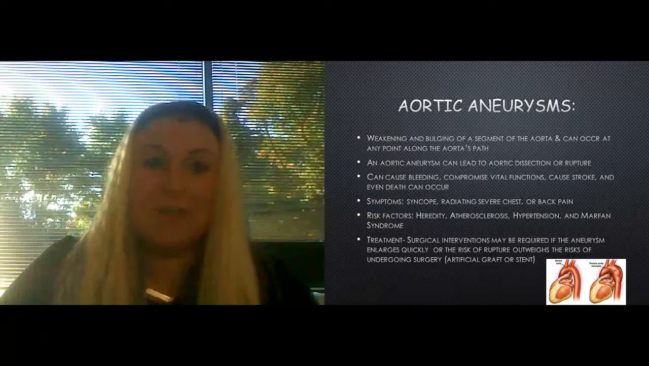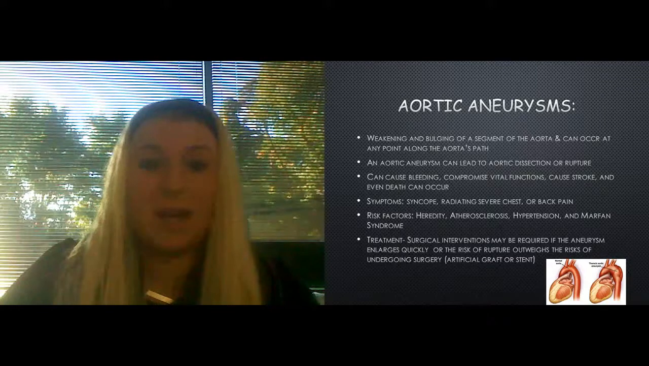Aortic aneurysms. This is the weakening and bulging of a segment of the aorta and can occur at any point along the aorta's path. An aortic aneurysm can lead to aortic dissection or rupture. It can cause bleeding, compromise vital functions, strokes, and even death can occur.